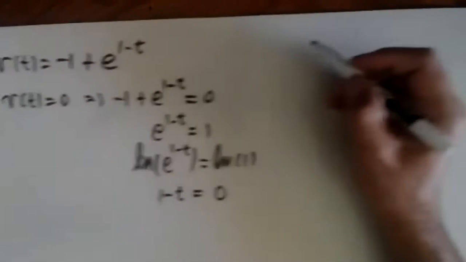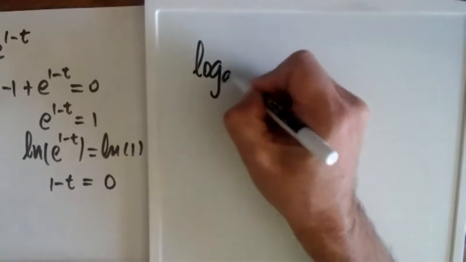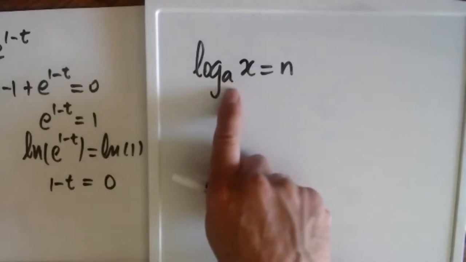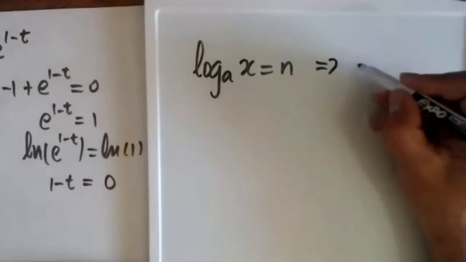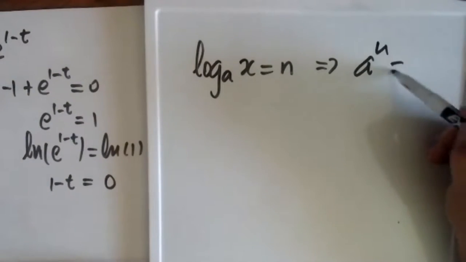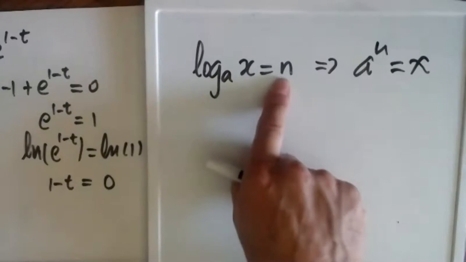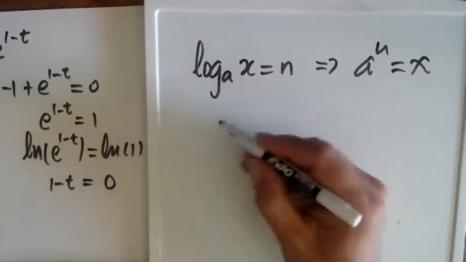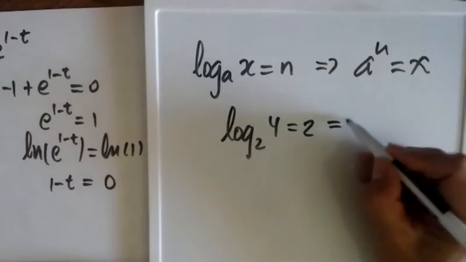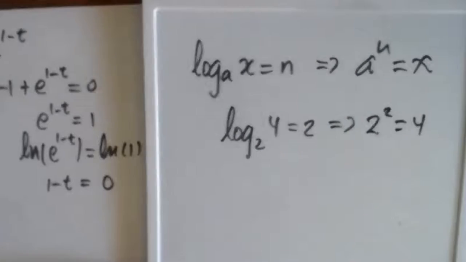Remember what is the definition of log? Log in base a of x equals n means that a to the n equals x. So this is the exponent. You have to raise this base to this power to get this one. So, por ejemplo, log in base 2 of 4. Well, that's a 2 because 2 squared equals 4, correct?